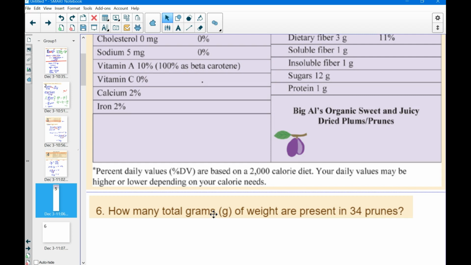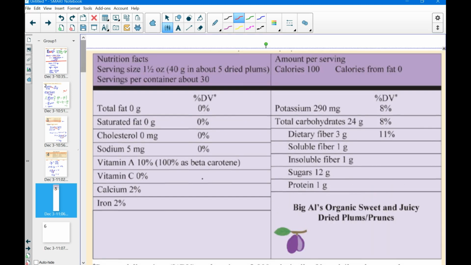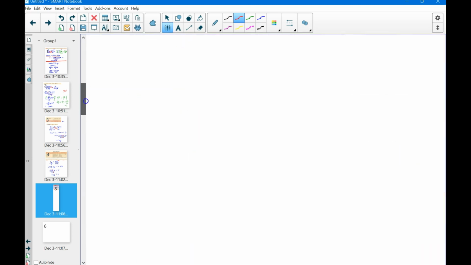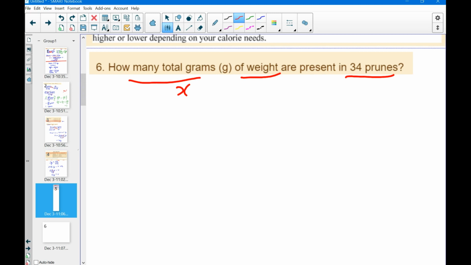Okay, so this one was worded a little differently because it says how many total grams of weight are present in 34 prunes. So this is what we're looking for right here. First of all, you look at this and say, I don't think I have enough information here. Well, up here, if we back up and look at the chart, it says there are about 40 grams in 5 dried prunes. So we have 40 grams.